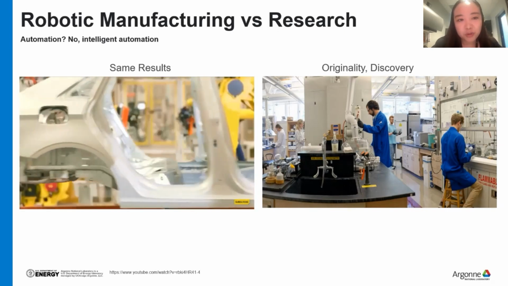However, when it comes to research, the landscape changes, right? In research, we are seeking originality. We're seeking discovery, while robotic manufacturing is aiming for the same result. But what if we could bridge this gap? What if we could develop intelligent robots capable of inventing and making new molecules on their own? Well, the answer is, why not? Next slide.